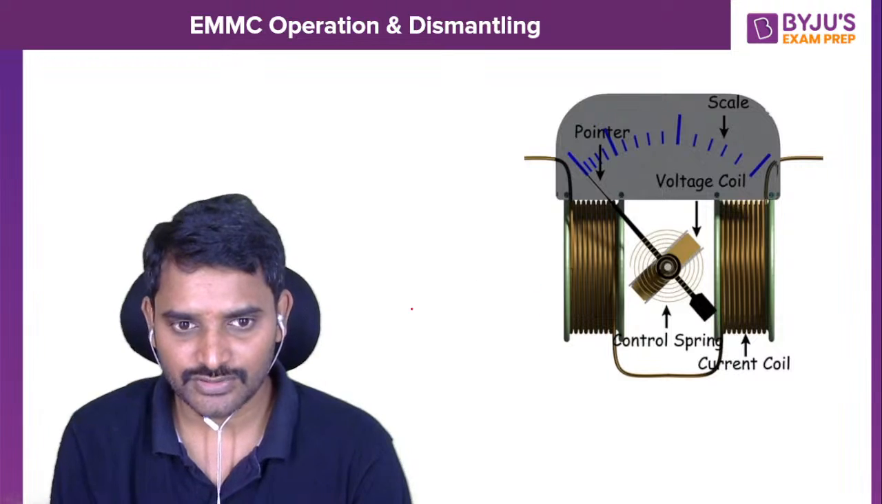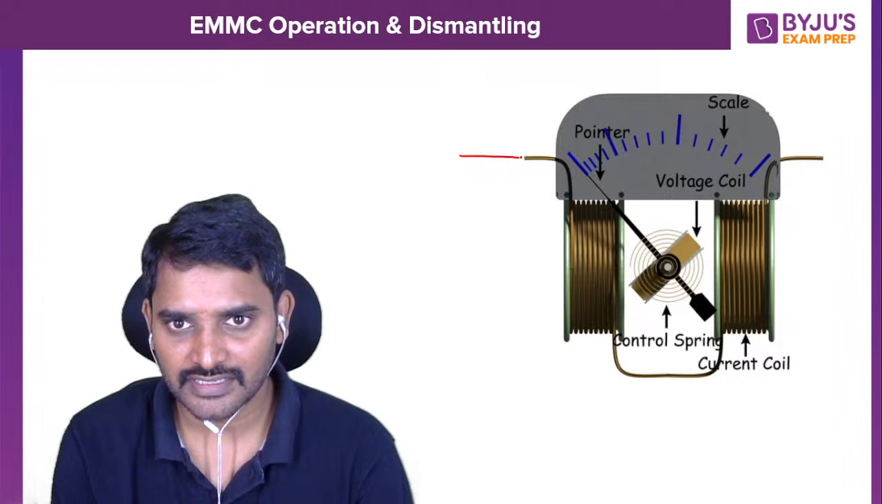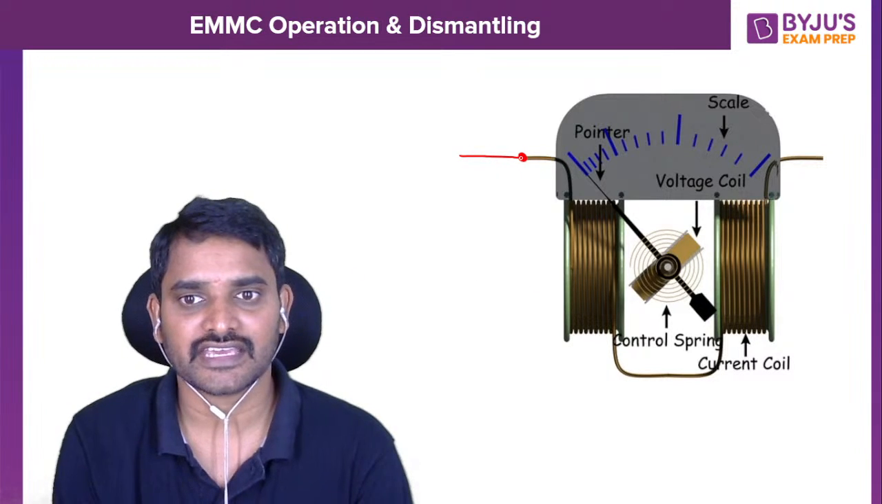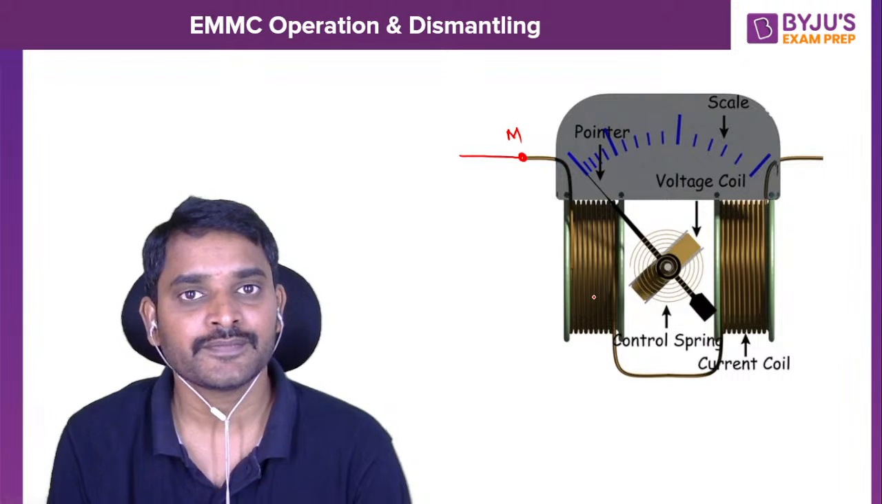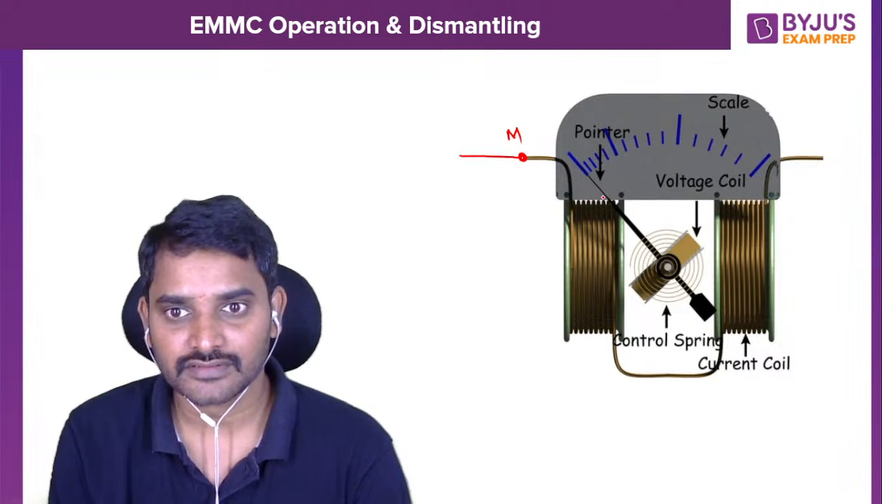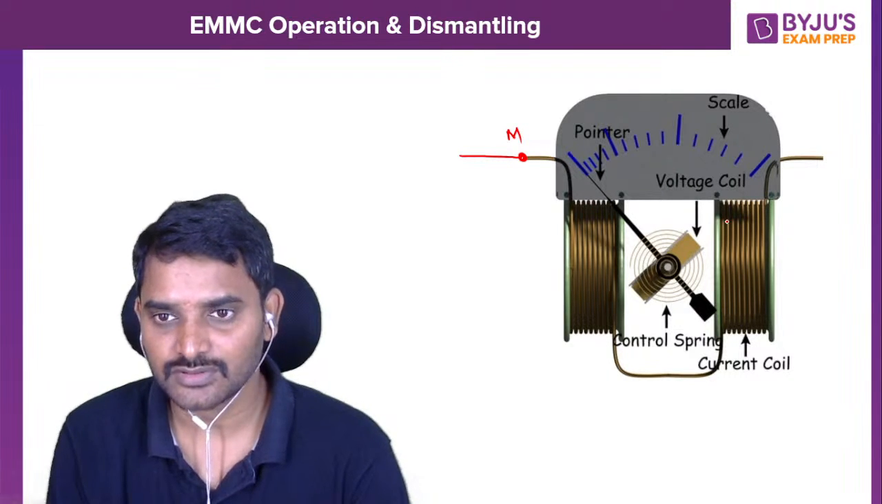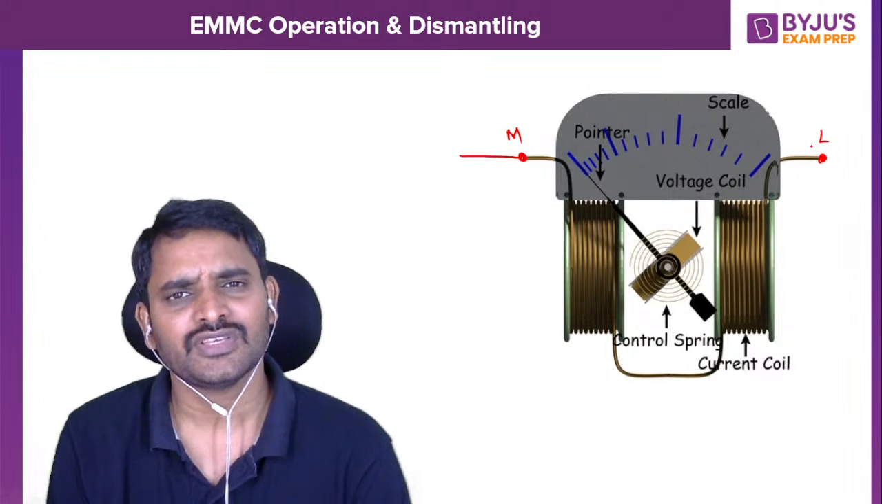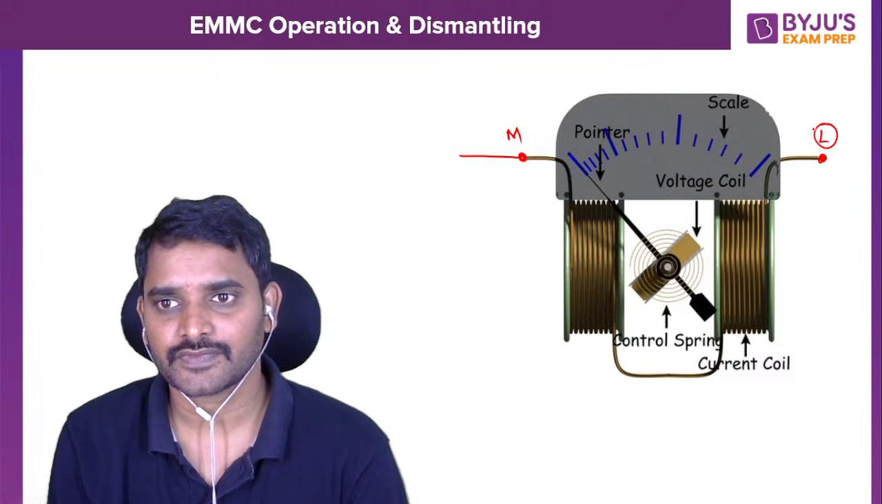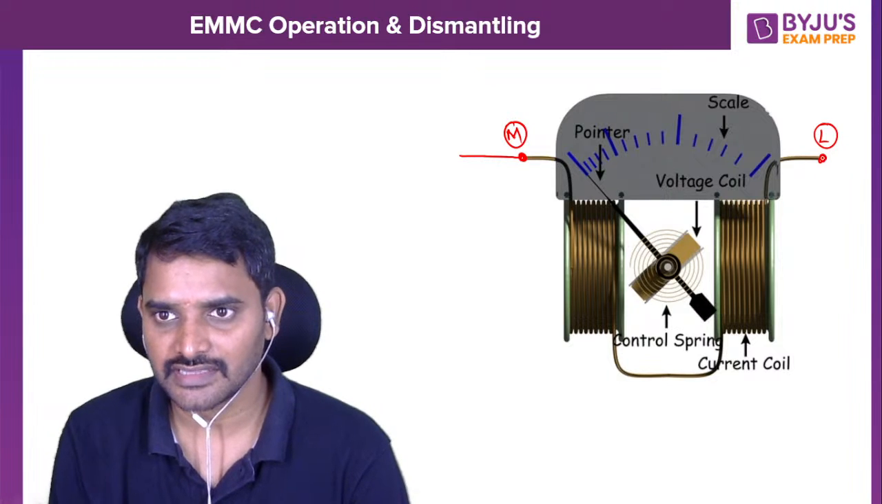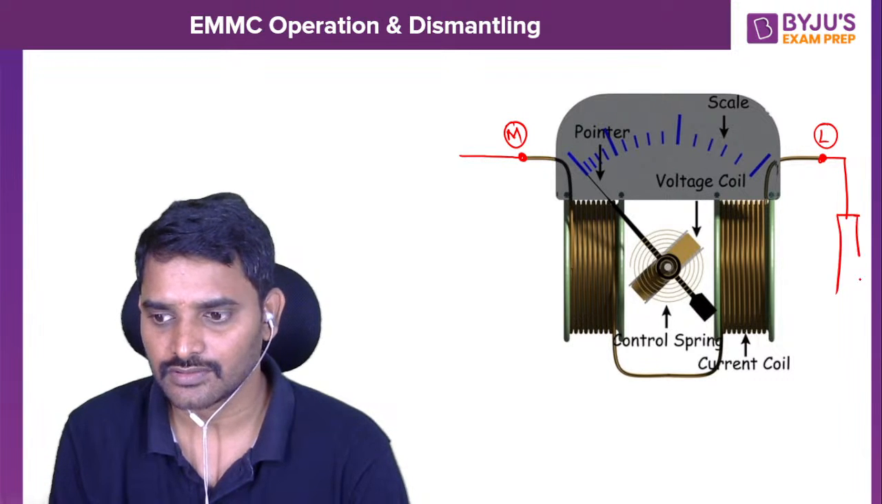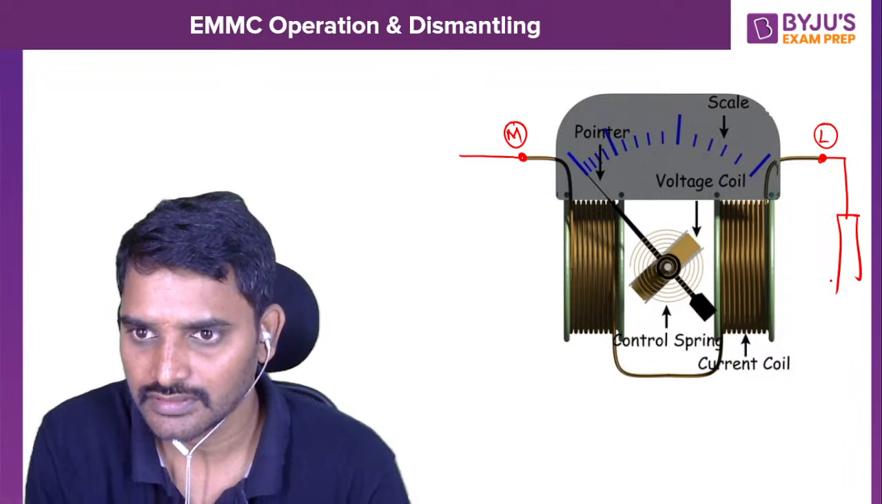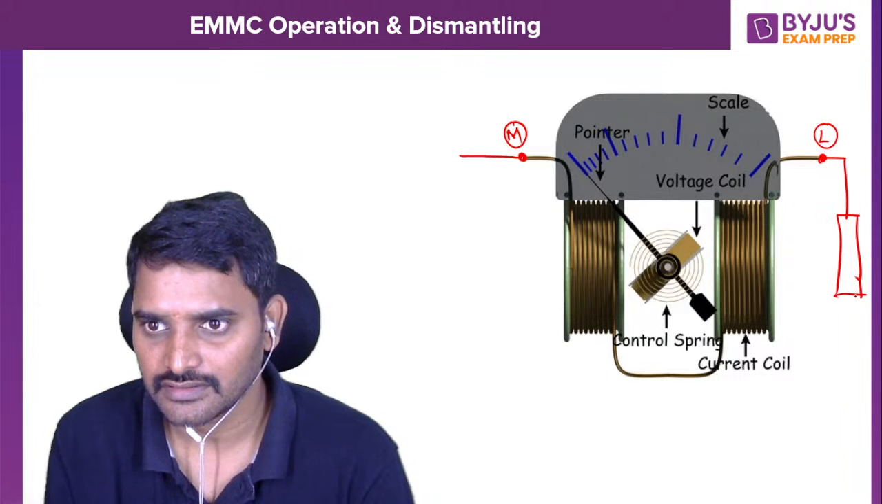So to consider that, you see here, this is the starting terminal, and I can take it as the main terminal. The electromagnet's finishing terminal is connected to the next half of the electromagnet, and this is my L terminal. You can take it as the load terminal. And this is where I can connect the load.